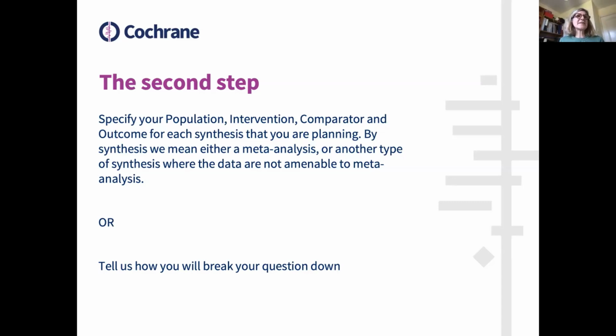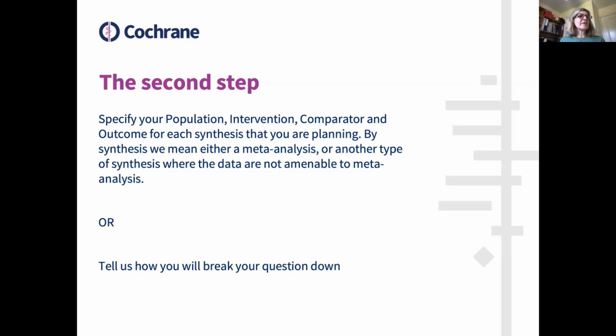So the next step is to think about your syntheses that you're planning in your review. And by synthesis, I'm not just talking about a meta-analysis, although I know traditionally that's the kind of synthesis that we do in Cochrane reviews. I'm also thinking about syntheses where perhaps we can't meta-analyze data, and we need to use what we call SWIM methodology, which is synthesis without meta-analysis. So when you're pulling together the data, but not in a meta-analysis. Okay, so synthesis can be either of those two kinds of things.